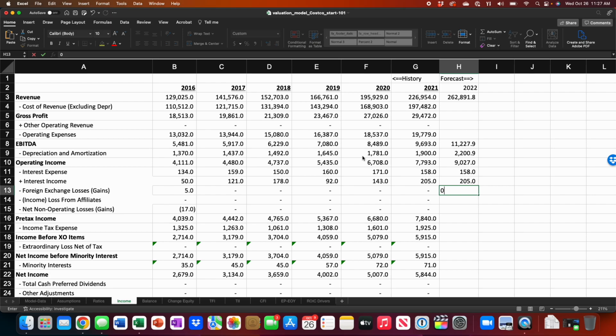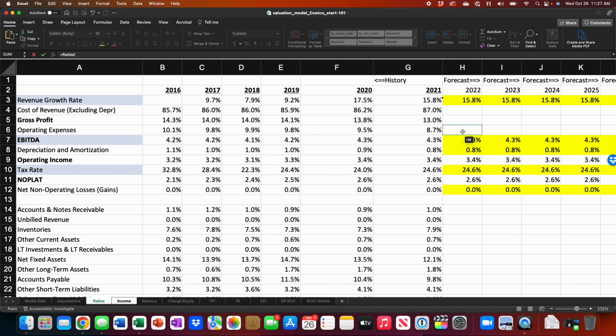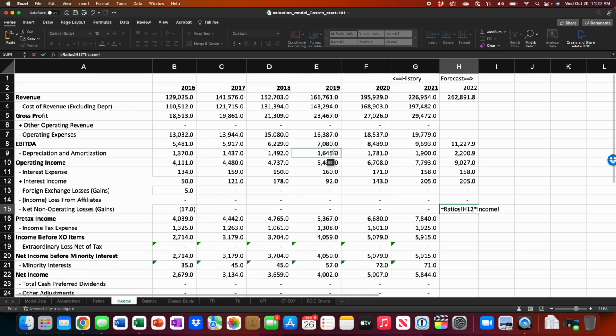Next, income or loss from affiliates equals the previous year. Again, whatever they are, they're going to keep being. And then finally, non-operating gains and losses equals, from the ratios tab, non-operating gains and losses as a percentage of sales, which is H12 for 2022, times, from the income tab, H3.